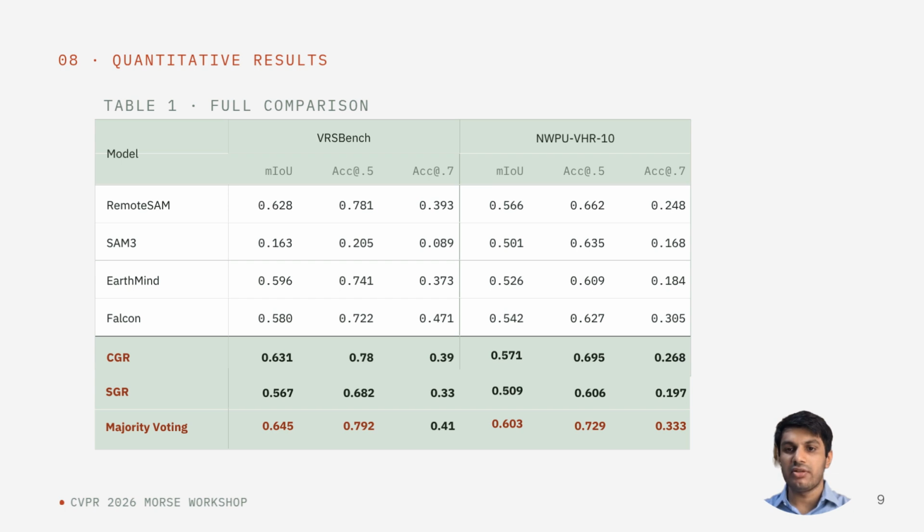Moving to our proposed methods, both SGR and CGR demonstrate the benefit of multi-stage refinement. CGR consistently outperforms SGR across almost all metrics, showing that the cluster-aware refinement strategy improves localization, robustness, and object consistency. The best overall results are obtained by the majority voting. On VRSBench, it achieves the highest IOU of 0.645 and the best accuracy at a threshold of 0.5, at 0.792. Similarly, on NWPU VHR10, the ensemble reaches a mean IOU of 0.603 and the highest accuracy values across both thresholds.